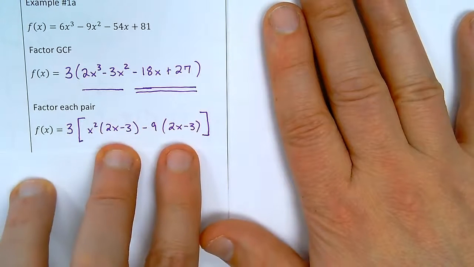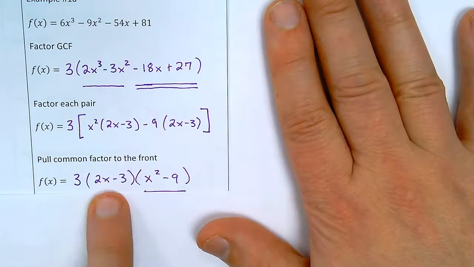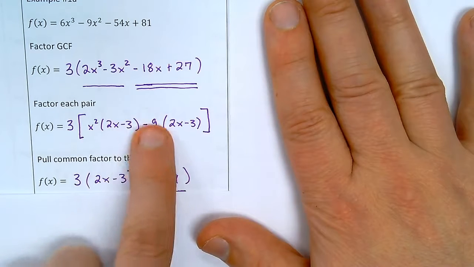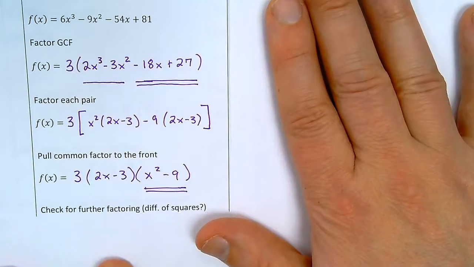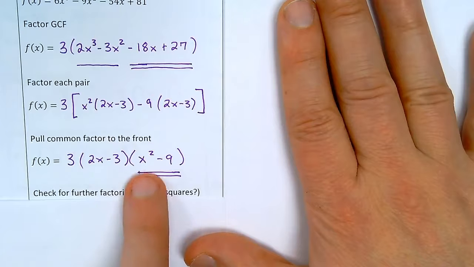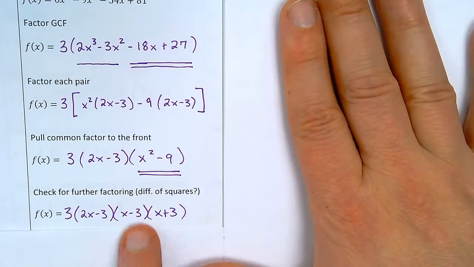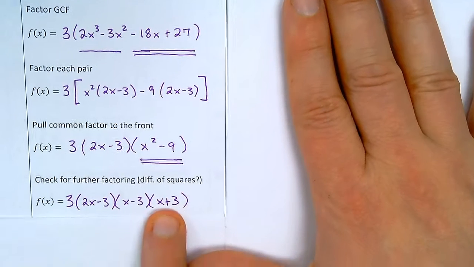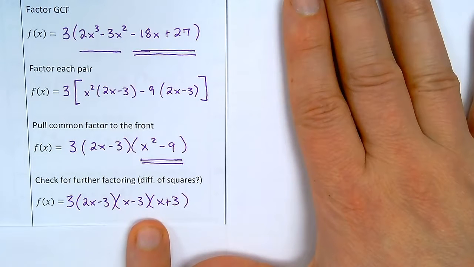So if they match, then what you can do is pull that common factor to the front, and this leaves behind x squared and minus 9. And then you should always check to see if there's any further factoring you can do once you reach this point. And in this case, x squared minus 9 is a difference of squares. And so we can factor x squared minus 9 into x minus 3 and x plus 3. So this is our final factored form of the expression.